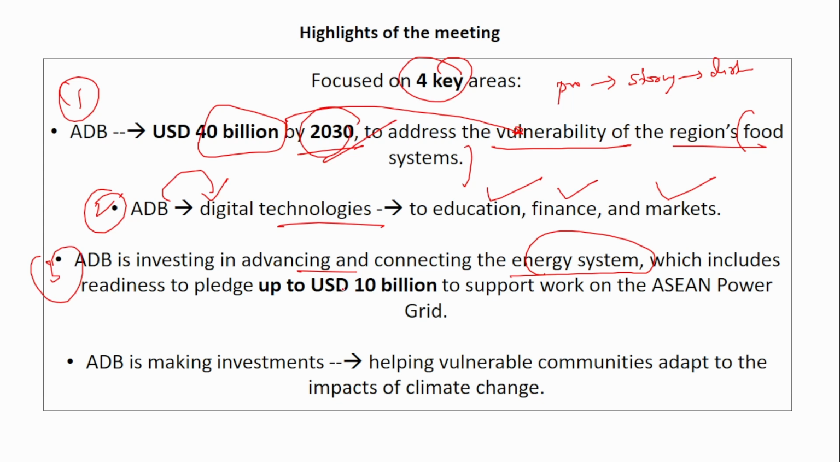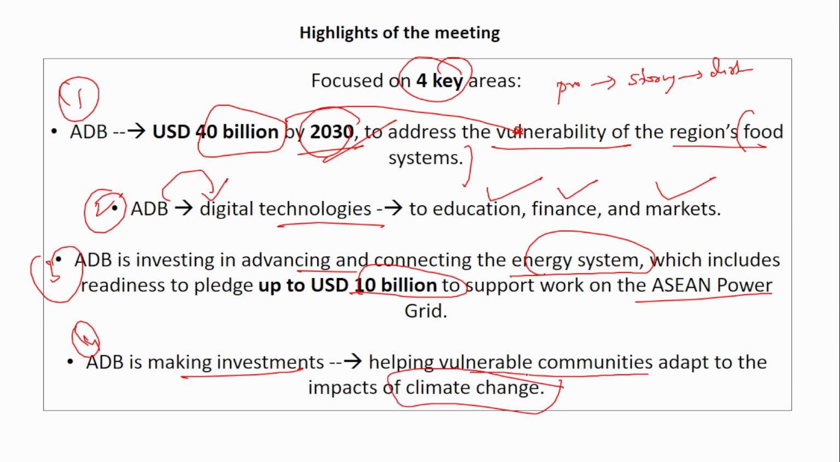It has also pledged up to $10 billion to support the work on the Asian power grid. So for the Asian power grid, it has promised up to $10 billion. And next is that ADB is making investments helping the vulnerable communities adapt to the impacts of climate change.